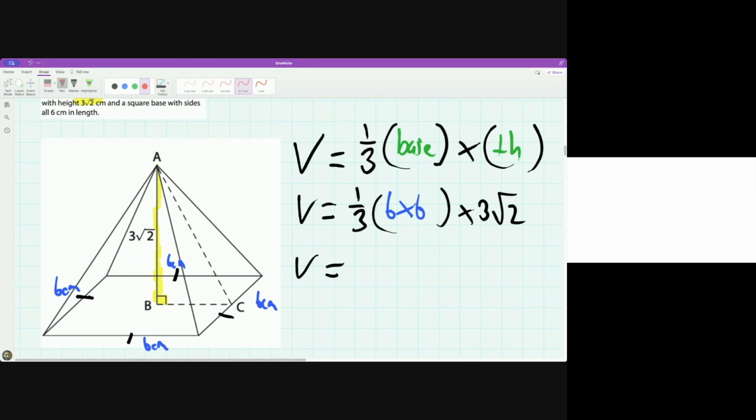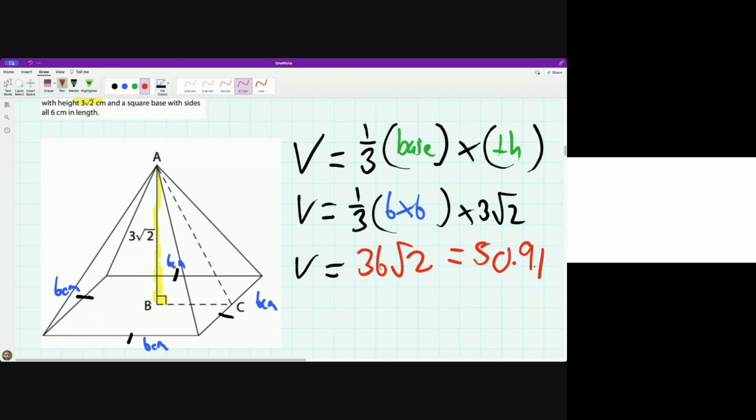Naledi, thank you for your answer. Let's see if I get the same as you. Naledi's got 50.91. What are you getting at home? What are you finding? It's important to do this yourself. 1/3 times 6 times 6 times 3√2. I get 36√2, or, and I do think decimal's better here, 50.91.